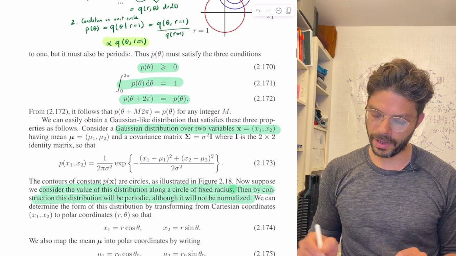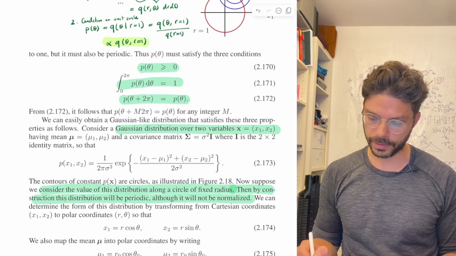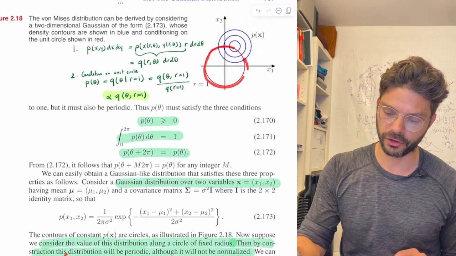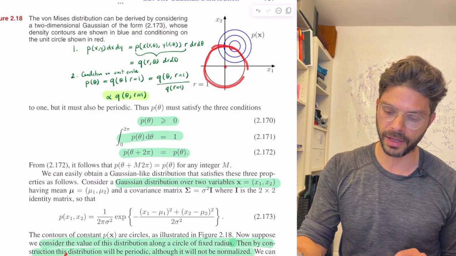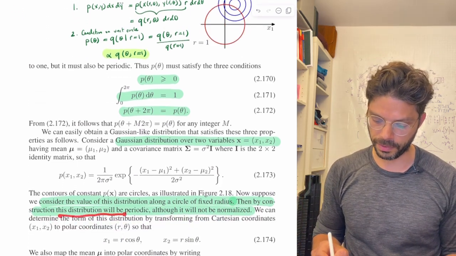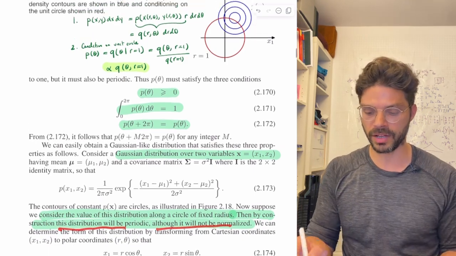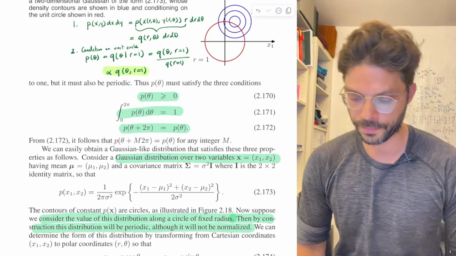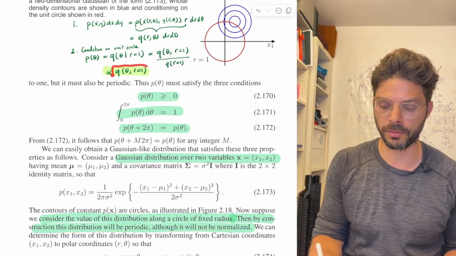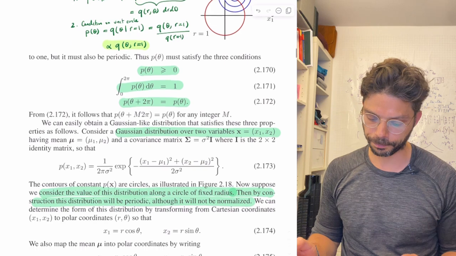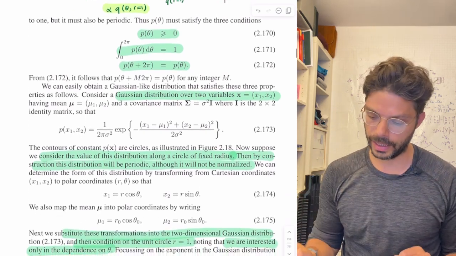Okay, then by construction, this distribution will be periodic. That's because you're literally moving back to the same point. As theta moves, you come back to the same point, and you're going to get the same values again and again. So by construction, the distribution will be periodic, although it will not be normalized. What we end up getting is this joint distribution of theta at r equals 1, which is not normalized, so we'll just have to normalize it. But let's first figure out what that is.